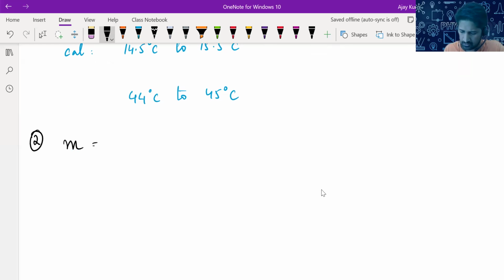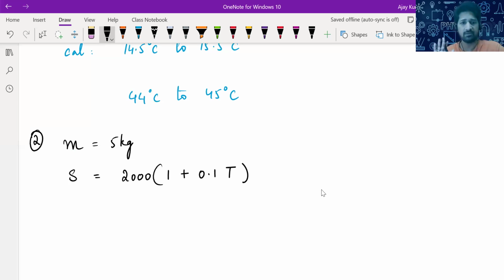Let's say there is an object whose mass is 5 kg and its specific heat varies with temperature. And how does it vary with temperature? Let us take it as 2000 into (1 plus 0.1 T), where T is the temperature of the object in degree Celsius. That means based on its temperature, the specific heat will change.